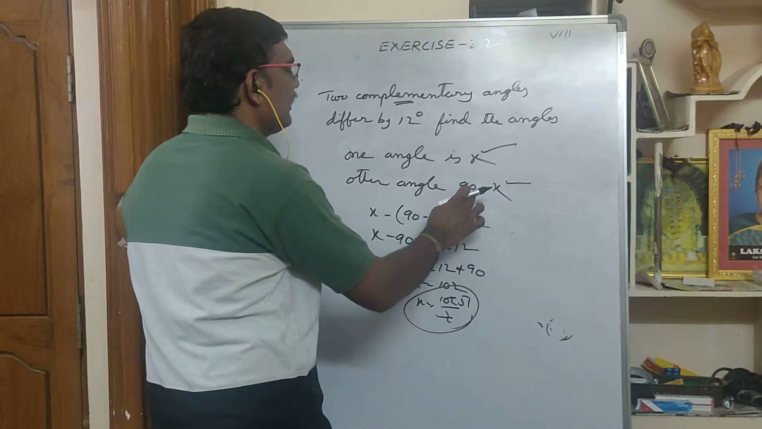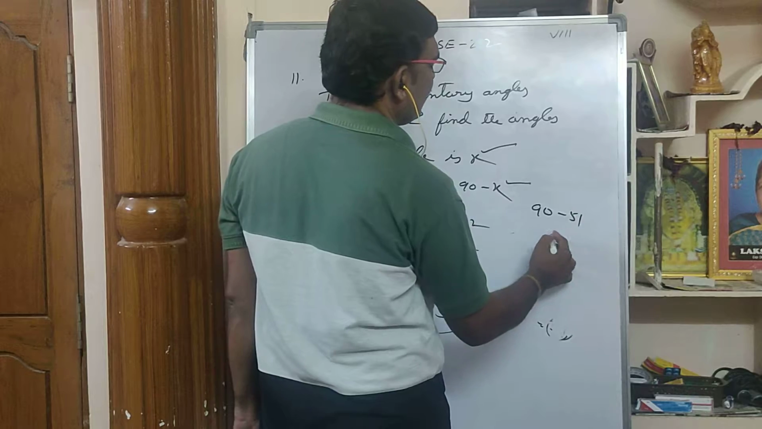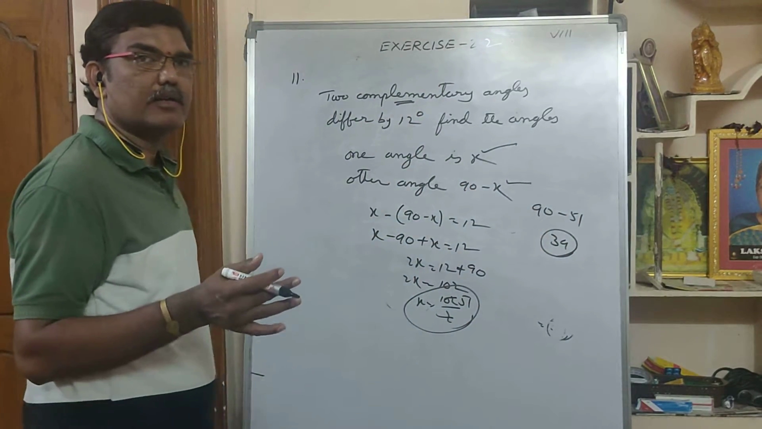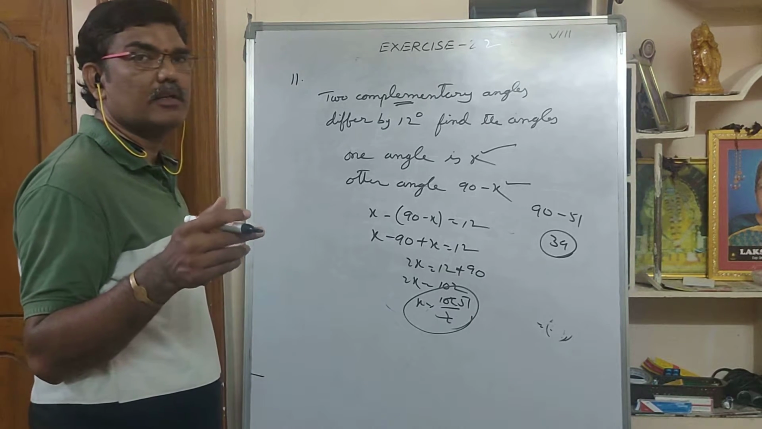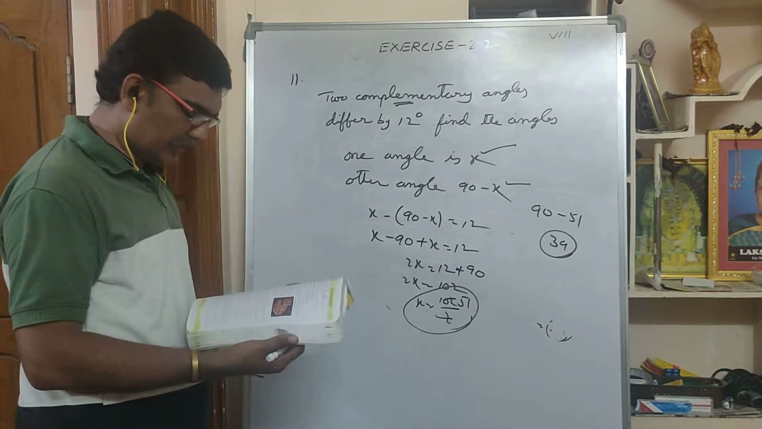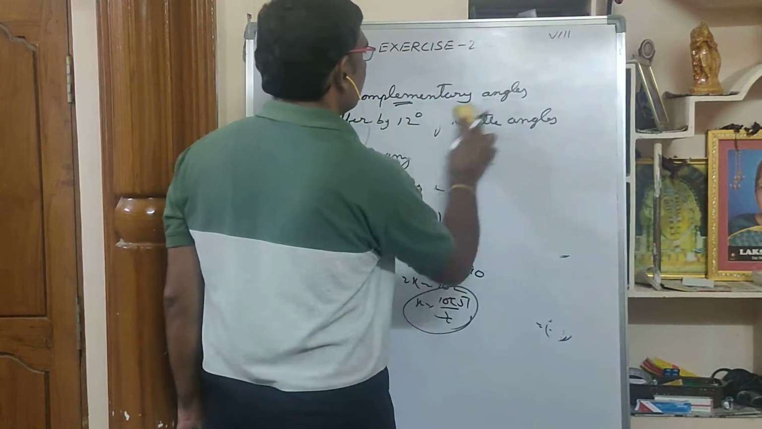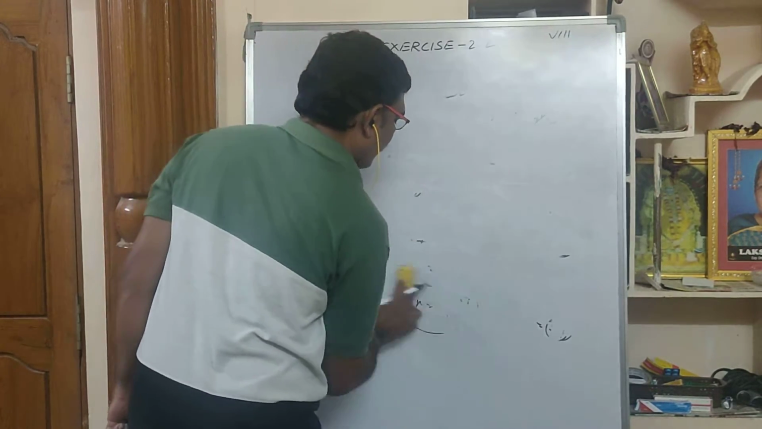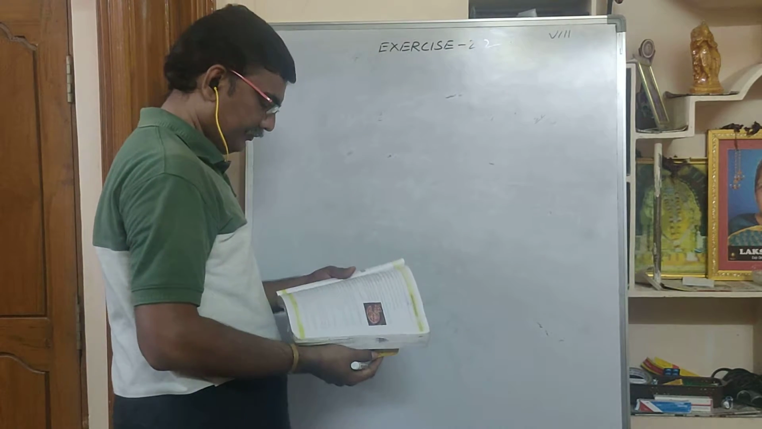And this 51, if you substitute in this one, 90 minus 51 is 39. So the methods will be different. A teacher can say any one method. Whichever method is easy for you or you understand, you can do in that method. Okay. Now next one. What is the next problem?